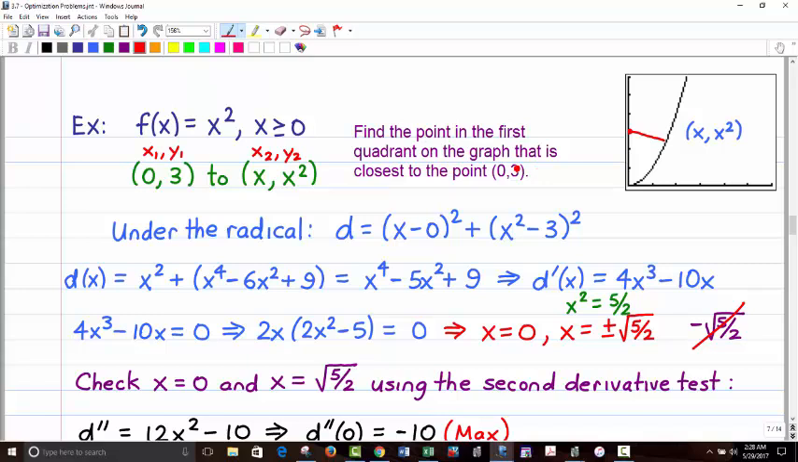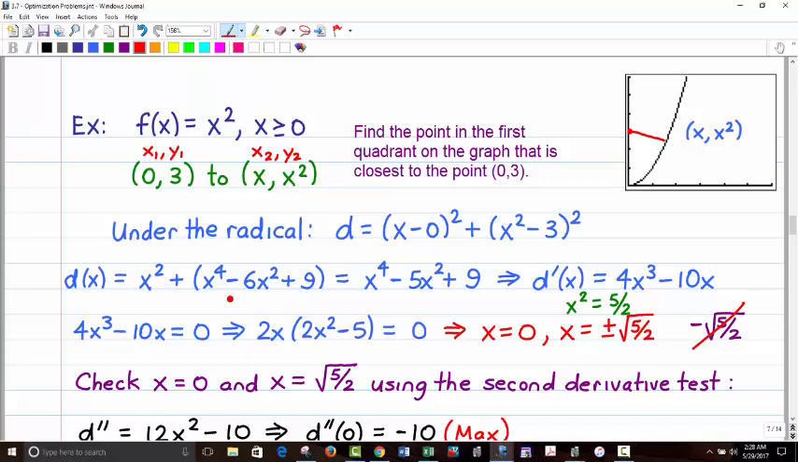And once again, we're just going to minimize the quantity under the radical for the distance formula. That's why I don't have the square root there. So it'd be x minus 0 squared plus x squared minus 3 squared. Okay, that's just x squared there for the first one, obviously. This one, you just kind of FOIL it out. You get x to the fourth minus 6x squared plus 9.